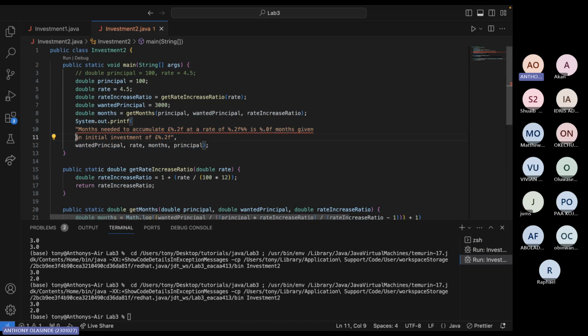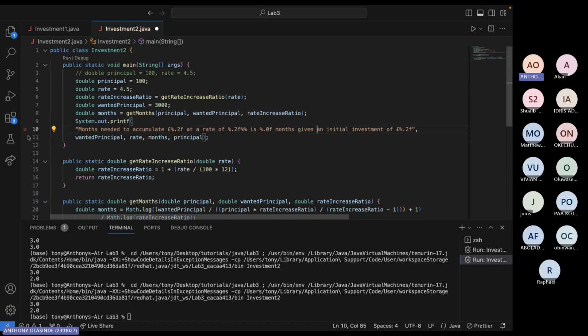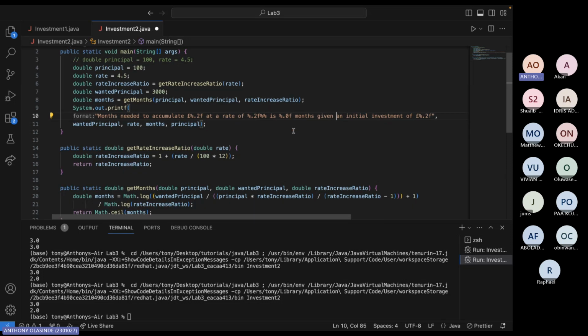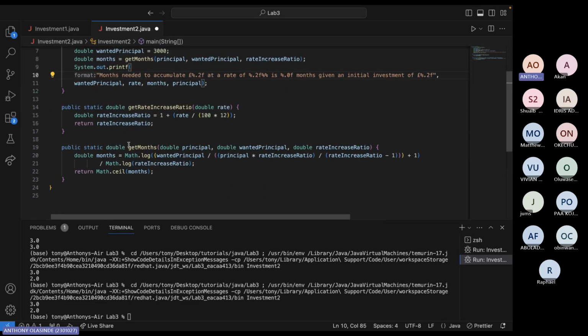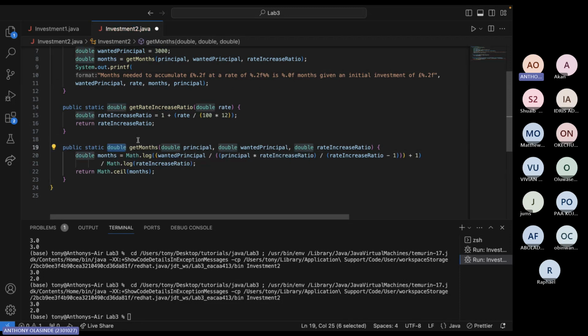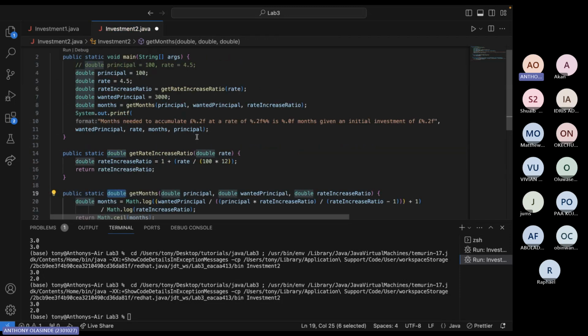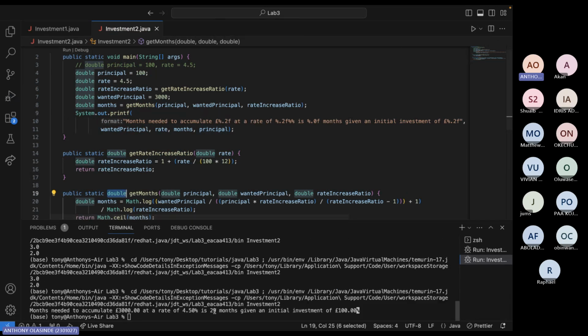Month is going to show up as, yeah, this could actually be an integer, I think. No, you can't. Math.ceil still gives you a decimal. So we should be fine and we should get 29 months. Does this make sense?